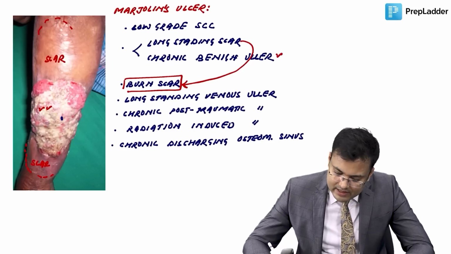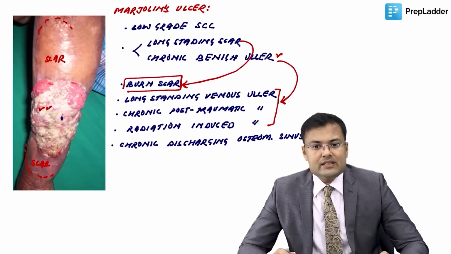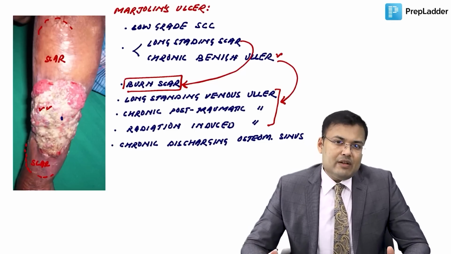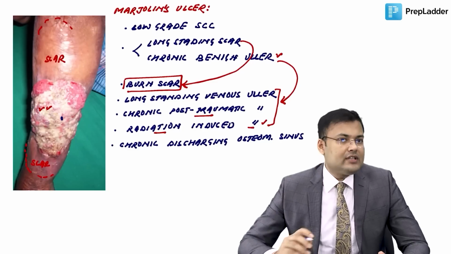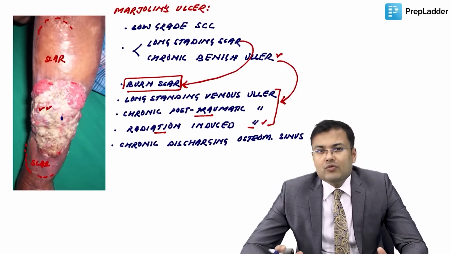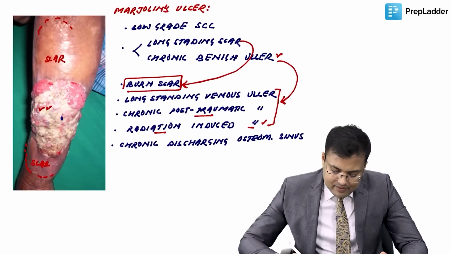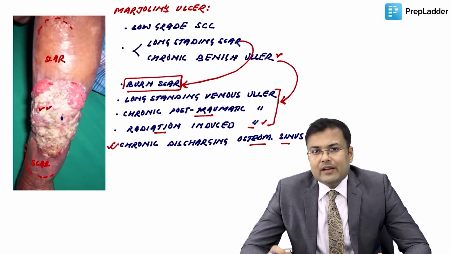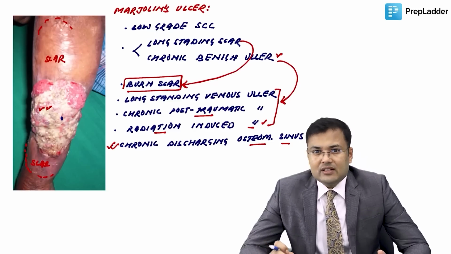And what do you mean by chronic benign ulcer, and in which ulcers is this malignancy seen? It is seen in long-standing venous ulcer, if the patient is having a chronic post-traumatic ulcer, or if there is a radiation-induced ulcer. From these ulcers the patient might develop Marjolin's ulcer. And chronic discharging osteomyelitic sinus also increases the risk of Marjolin's ulcer.